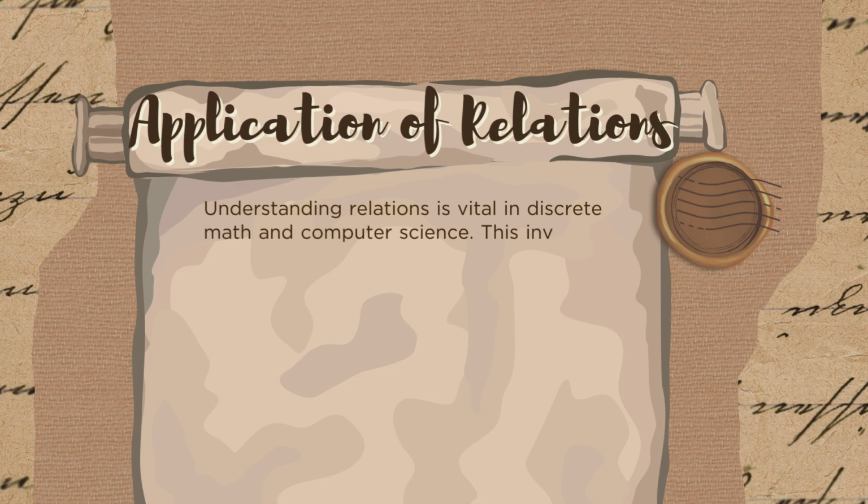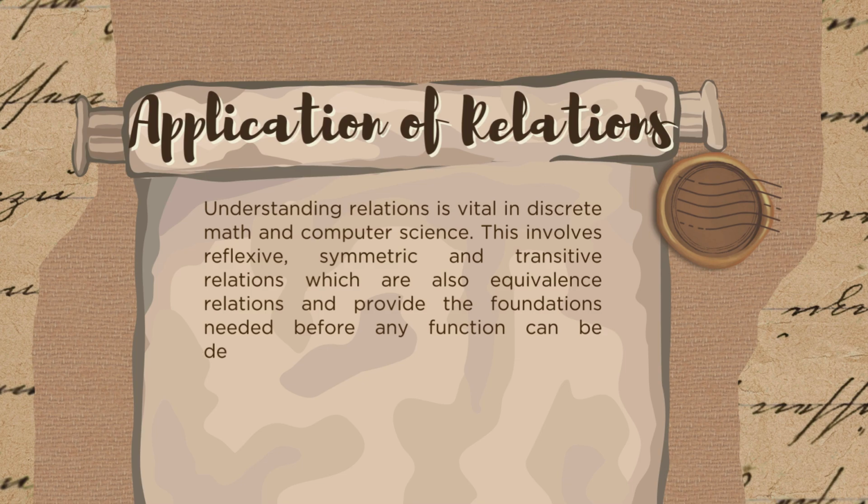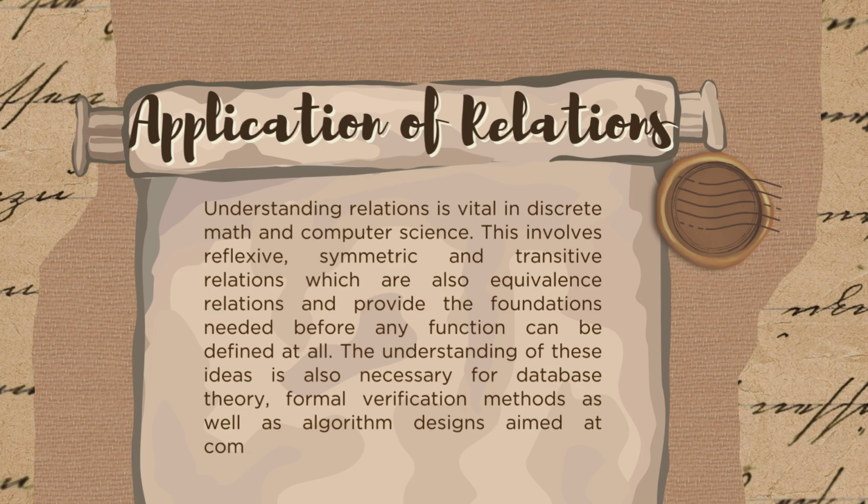Understanding relations is vital in discrete maths and computer science. This involves reflexive, symmetric, and transitive relations, which are also equivalence relations, and provide the foundations needed before any function can be defined at all. The understanding of these ideas is also necessary for database theory, formal verification methods, as well as algorithm designs aimed at coming up with relevant solutions to real-life problems.